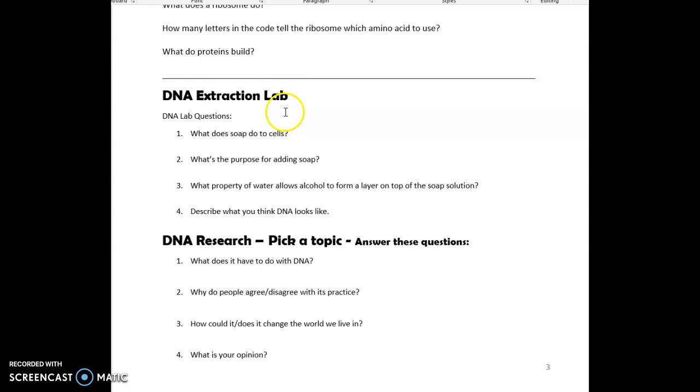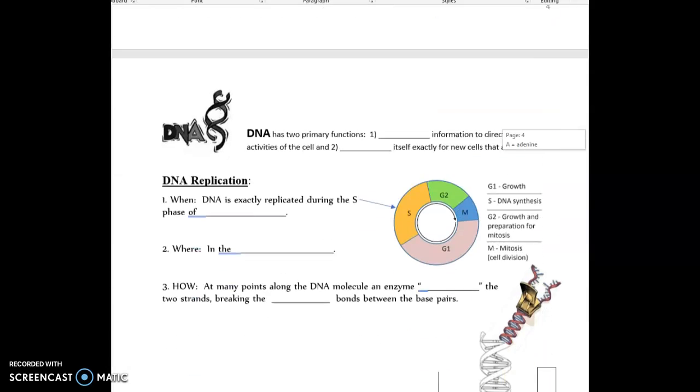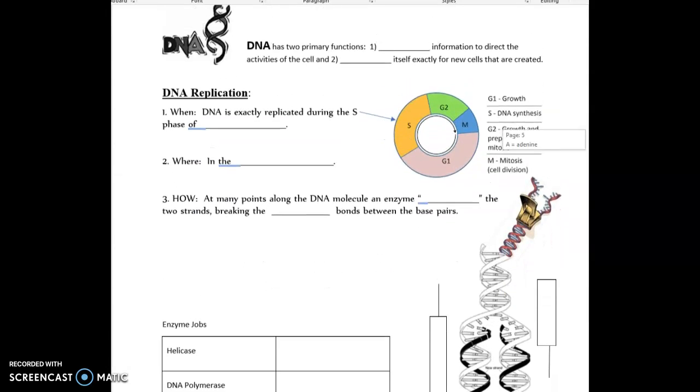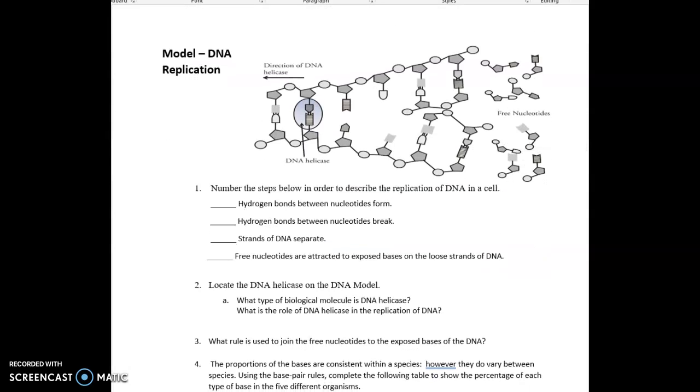Now, the DNA extraction lab and the DNA research, pick a topic. We have not done these yet. All right, that'll be coming up. All right, we talked about our DNA structure. We went through our DNA replication. Here is where we're at, right?